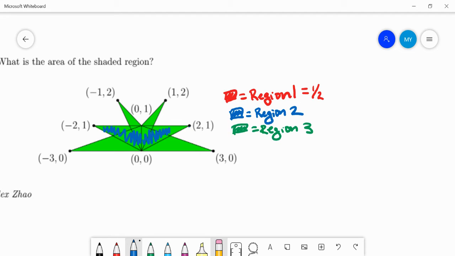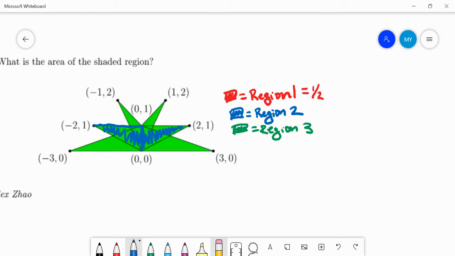Actually, region 2 is really straightforward because we don't even have to compute anything. We can just see that region 2 is the combination of the areas of this right triangle and this right triangle. And as before, we only need to multiply the base times the height of one of these right triangles to get the whole region. So the base is, let's make the base this line.